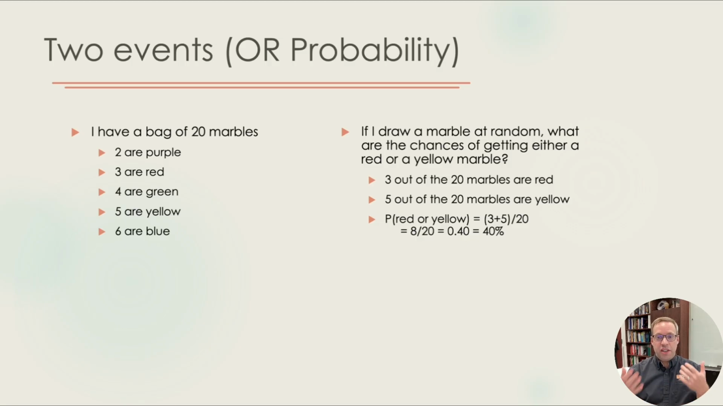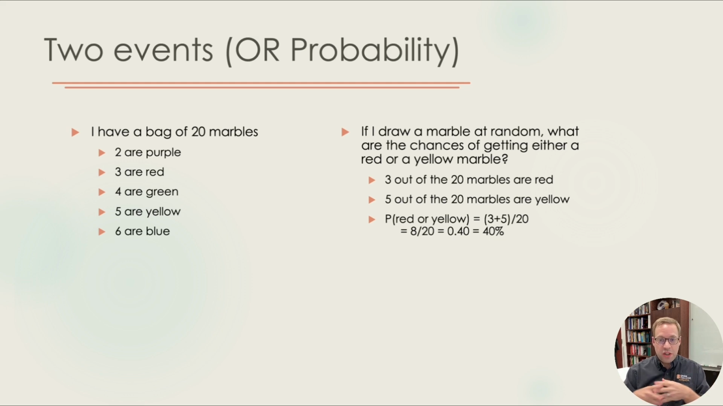We said, what's the probability of getting just a yellow marble? We said, well, there are five marbles in there that are yellow. I could draw any one of those five and it would be a success. Well, in this case, we're saying it could be red or yellow, so we're adding them together. So we have the three reds and the five yellows. Any of those eight marbles are possible.